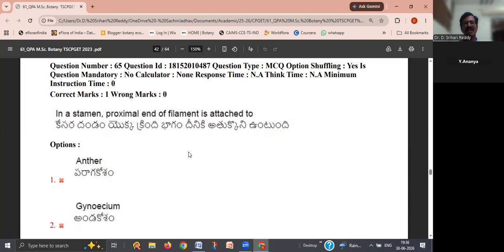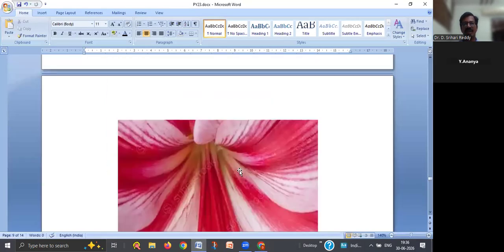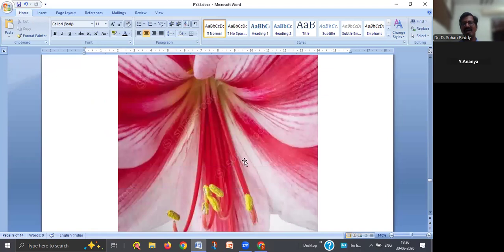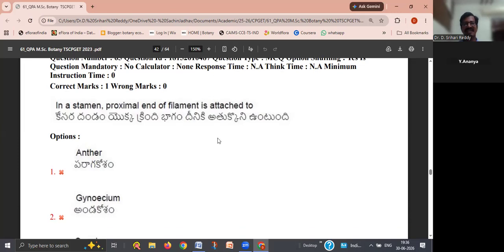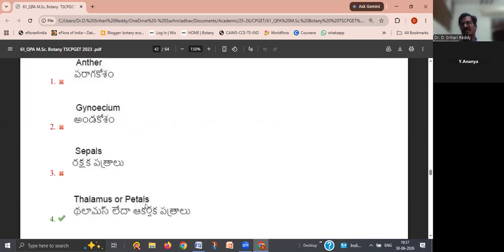Next, in a stamen, the proximal end of the filament is attached to. With respect to flower structure, this is the flower and this is the stamen. This is called the proximal end of the stamen, and this is the distal end. The proximal end is attached to the thalamus, petals and sepals, and the distal end is attached to the anther. So the right answer is the proximal end.